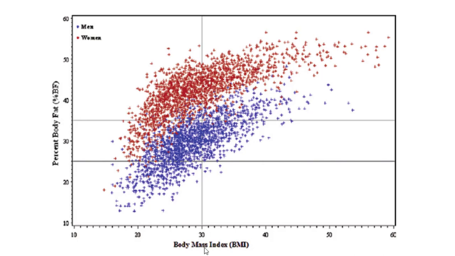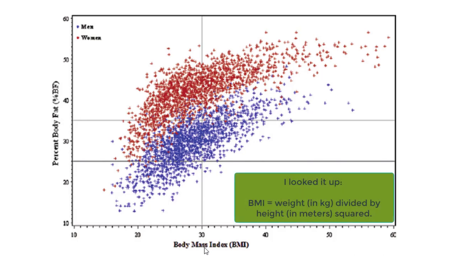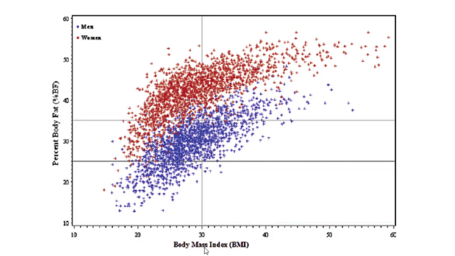Body mass index is a number that is gotten by taking your height and your weight and doing a mathematical thing to it. I forget exactly what it is because I always use the online calculators to calculate it for me. We're going to talk more about BMI later in the statistics section of our course. So BMI, body mass index, and percent body fat.